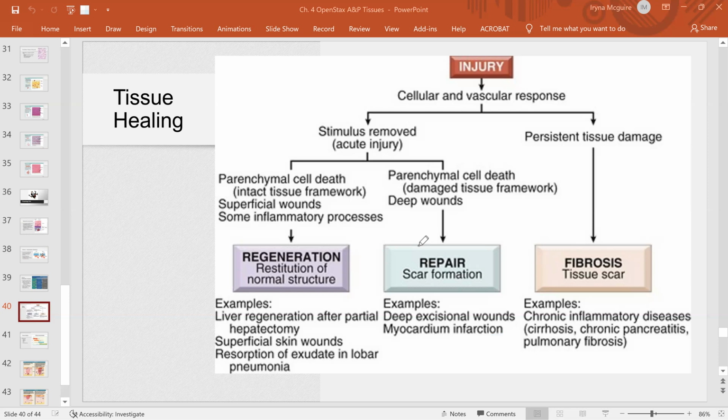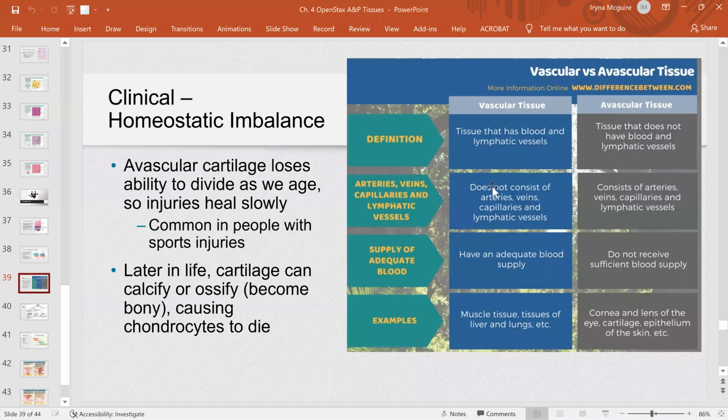That would be fibrosis. Now, a regeneration example would be either very superficial wounds or, by the way, the liver. Liver regenerates very well after partial hepatectomy. So liver can pretty much regrow and restore its function completely. So that's a good example of regeneration. Just a very quick summary: we compared vascular and avascular tissue. We also said that avascular tissue heals slowly.